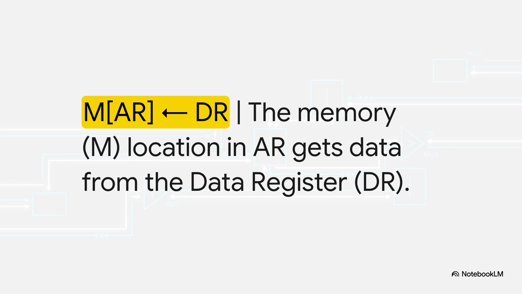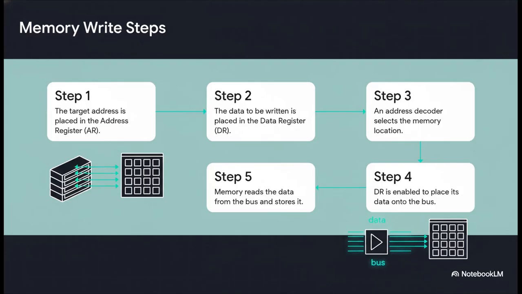Notice the arrow has changed direction. Now, the memory location that's pointed to by the address register is our destination. It's about to get the value that's currently stored in the data register, DR. The process is pretty similar, but the roles are completely reversed. We put the address we want in AR and the data we want to write in DR. The memory controller finds the right location, but now the data register's three-state buffer is enabled, which makes the DR the speaker putting its contents onto the bus. The memory unit, which is now in listening mode, reads that data from the bus and stores it away. And there you have it. Our two-way street is fully operational.